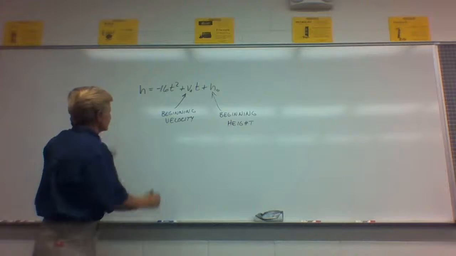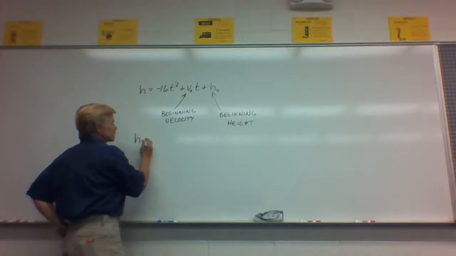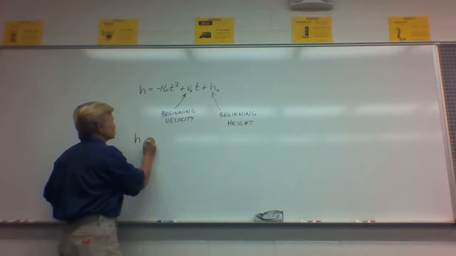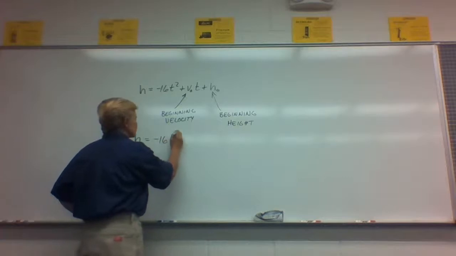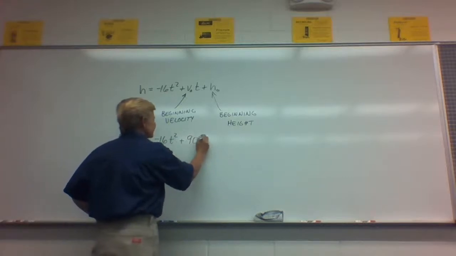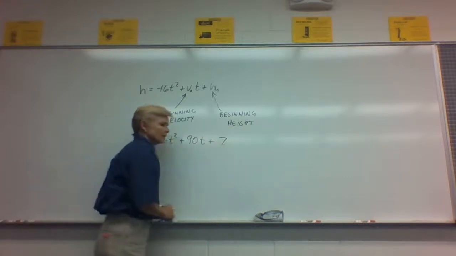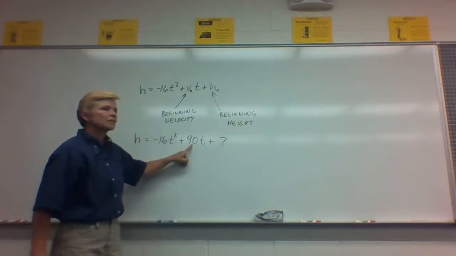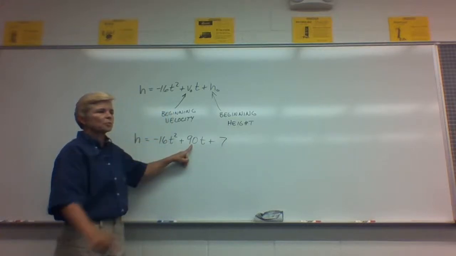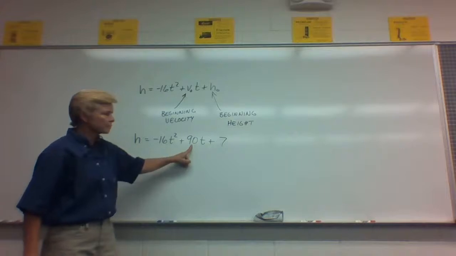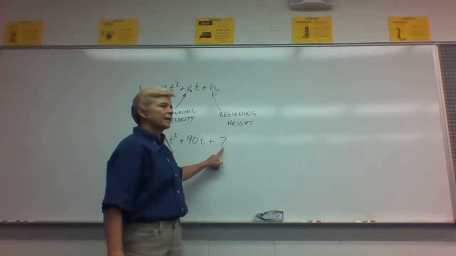So to do this problem, we're going to say h, which we can predict at any given instant of time, is going to be negative 16t squared plus 90t plus 7, because he launched it at 90 feet per second. It says so in the problem. Do you see it? That's the velocity. And he launched it from a height of 7.